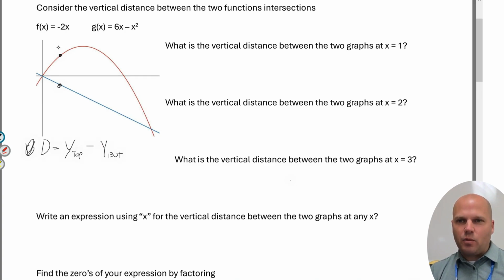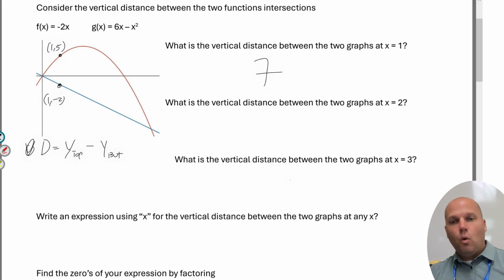Well, let's say if you plug in 1, this is y equals negative 2x. You should know that when x is 1, y is negative 2. When x is 1, y is 5 here. What's the vertical distance between negative 2 and 5? You'd say it's 7. Cool.